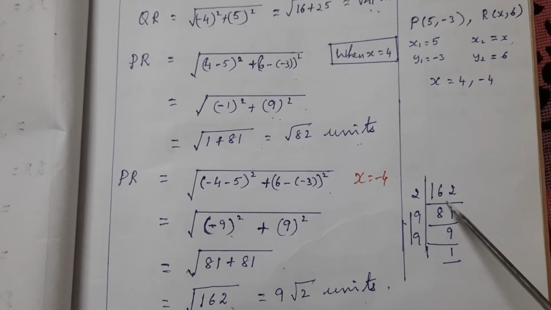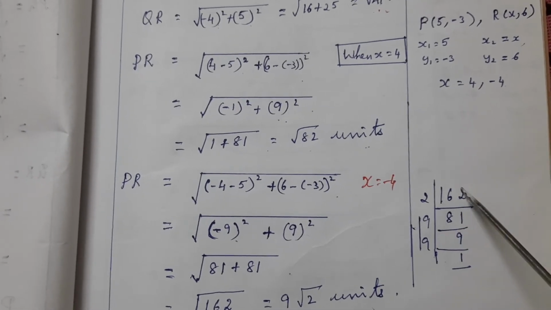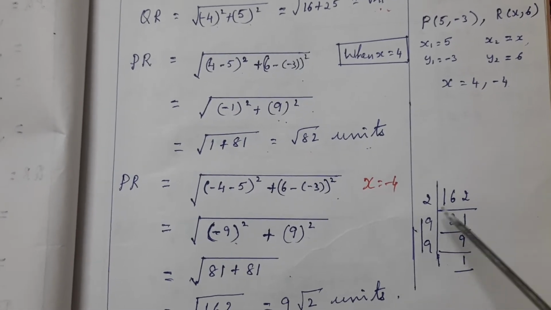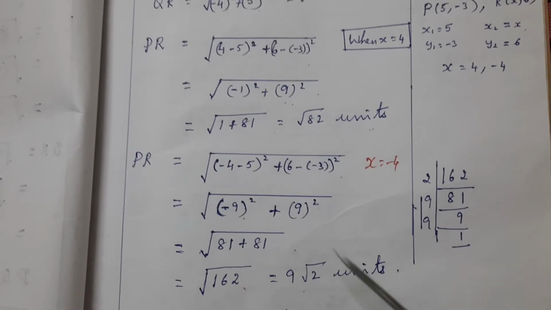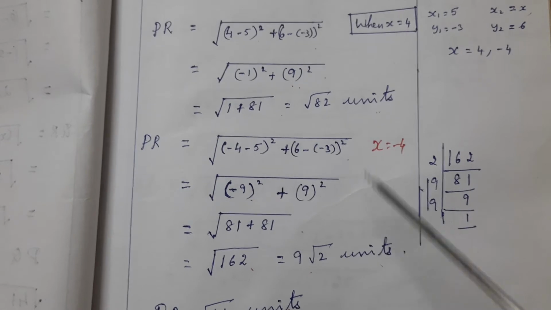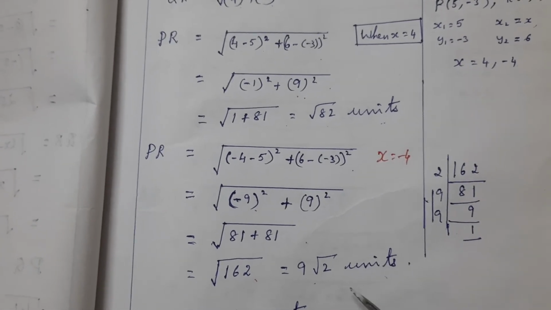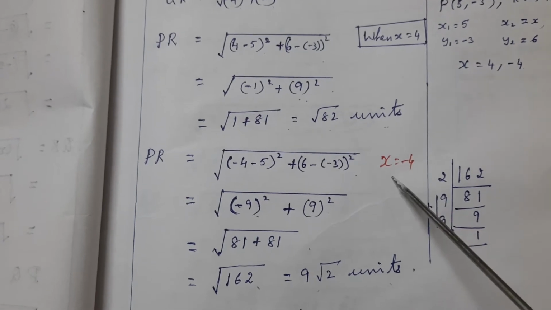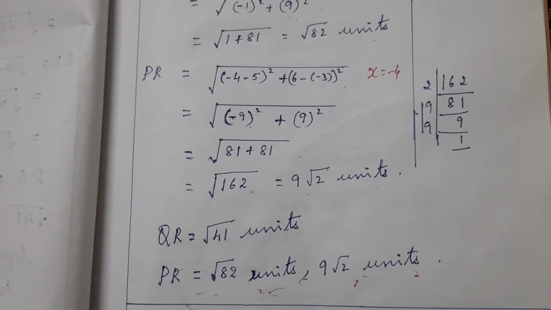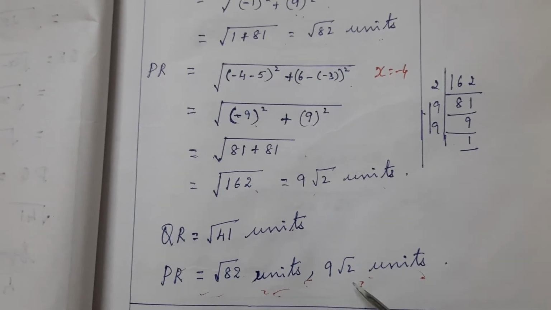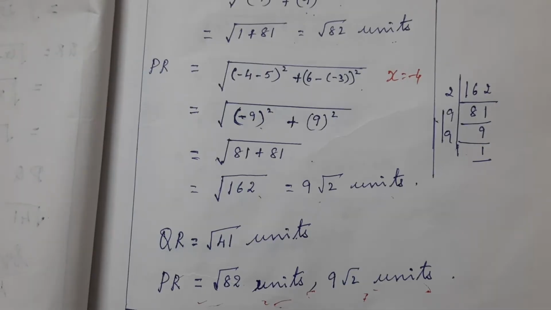This root 162, if you find the factors, we get 8 2s are 16, 1 2s are 2, then 9 9s are 81. So 9 we can pair. So it becomes 9 root 2 units. So for PR we get 2 units. That is 1 is root 81 when x is equal to 4 and root 9 root 2 units when x equal to minus 4. So therefore QR is equal to root 41 units, PR is equal to root 82 units, 9 root 2 units. Two values we get.